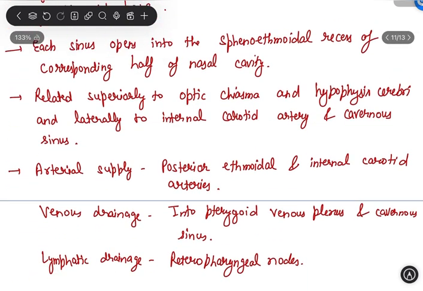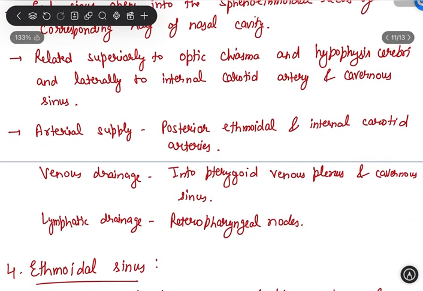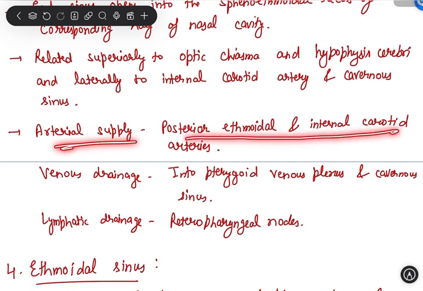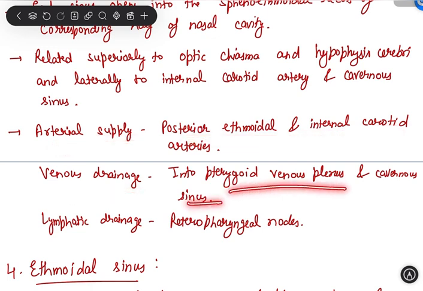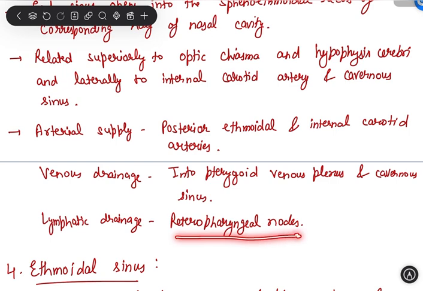The arterial supply of the sphenoidal sinus is given by the posterior ethmoidal and the internal carotid arteries, while the venous drainage is into the pterygoid venous plexus and the cavernous sinus. The lymphatic drainage is by the retropharyngeal nodes.